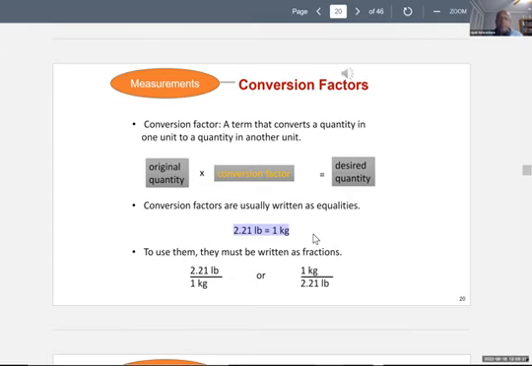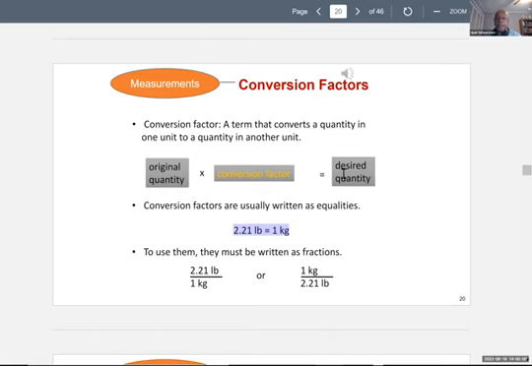So if you start with pounds here, you use this conversion factor in two forms. This conversion factor could be used as two fractions. Pound on the top, kilogram on the bottom, kilogram on the top, pound on the bottom. If you start with pounds, you have to have the pounds at the bottom. So conversion factor is this one.